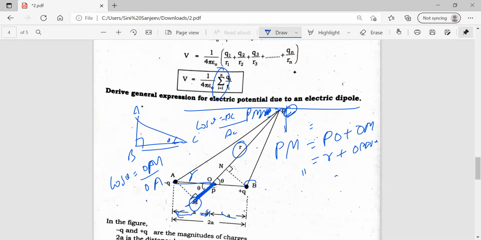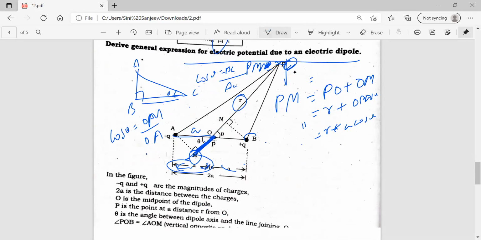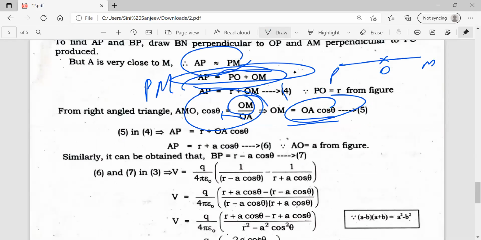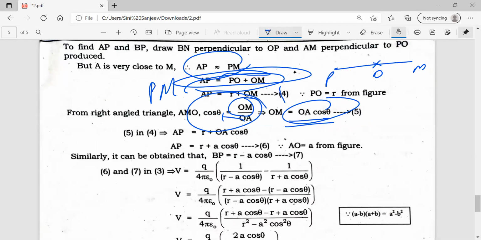And this OA is nothing but A, not R, A respectively. Don't get confused, it's a very easy thing. This A is the distance here. So it is R plus A cos theta, that's what they're trying to tell in this. So one is R plus A cos theta, the other will be R minus A cos theta.